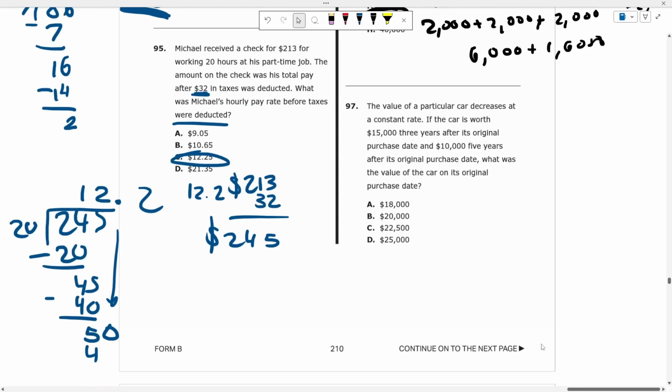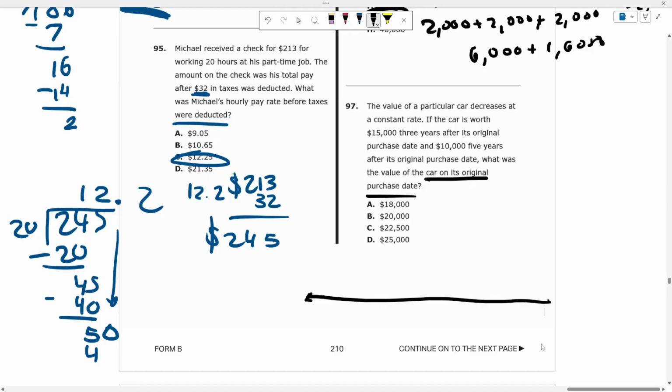97 says that the value of a particular car decreases at a constant rate if the car is worth $15,000 3 years after its original purchase date and $10,000 5 years after its original purchase date. What is the value of the car on its original purchase date? So again, let's just draw a number line or a timeline to help us with this.